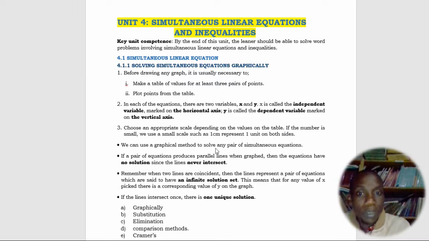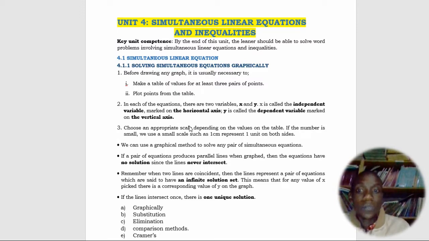You can use the graphical method to solve any pair of simultaneous equations as we have seen above. If a pair of equations produces parallel lines when graphed, then the equations have no solution, since the lines never intersect. This means that when you plot 2 equations on the same graph and they make parallel lines, those simultaneous equations don't have any solution.